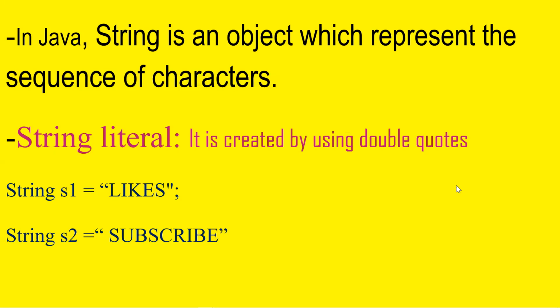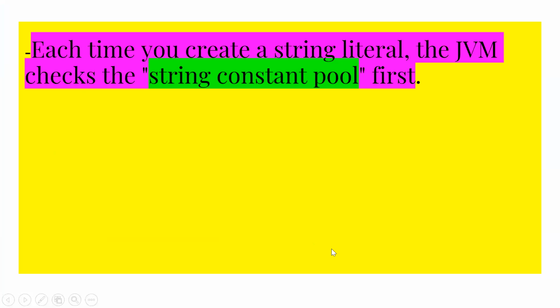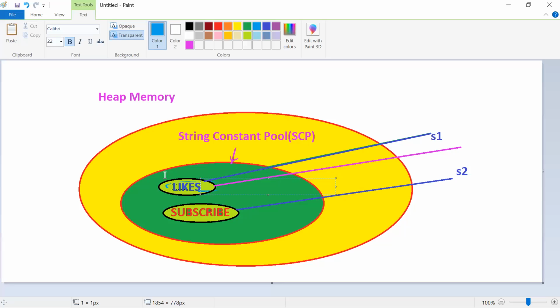Let's see how we do that next. Each time we create a string literal, the JVM checks the string constant pool. In a string literal, the string constant pool is checked, not the heap memory. So we will be concentrating on the string constant pool, that is the dark green side.